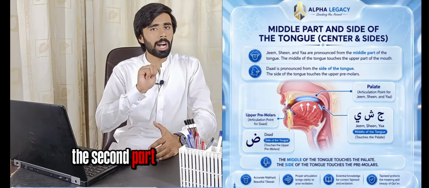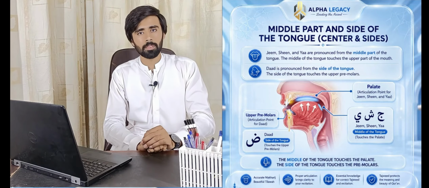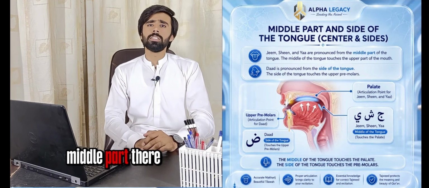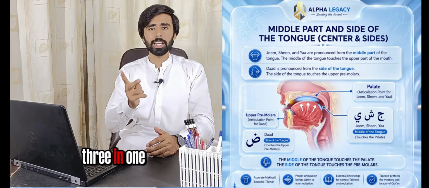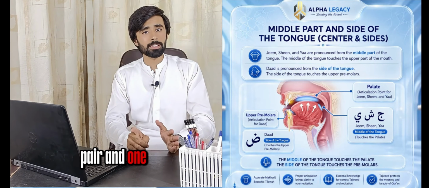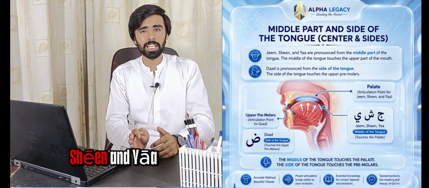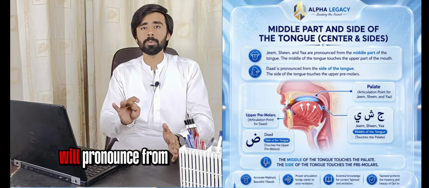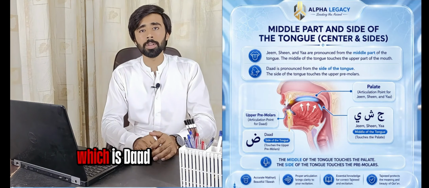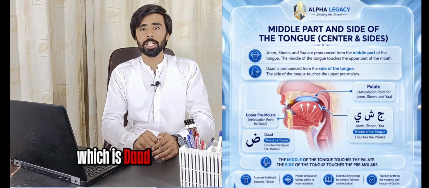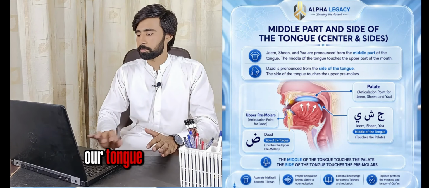The second part of our tongue is the middle part of our tongue. And from the middle part, there are 4 letters, 3 in one pair and 1 is separate. The 3, Jeem, Sheen and Ya, will be pronounced from the same place, and the 4th letter, which is Daad, is pronounced from the sides of our tongue.